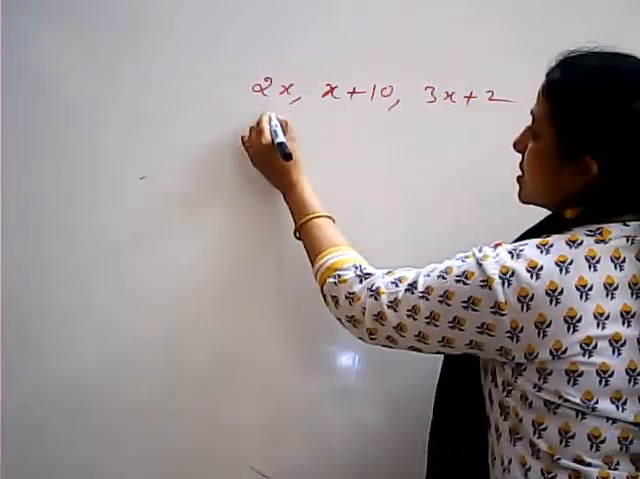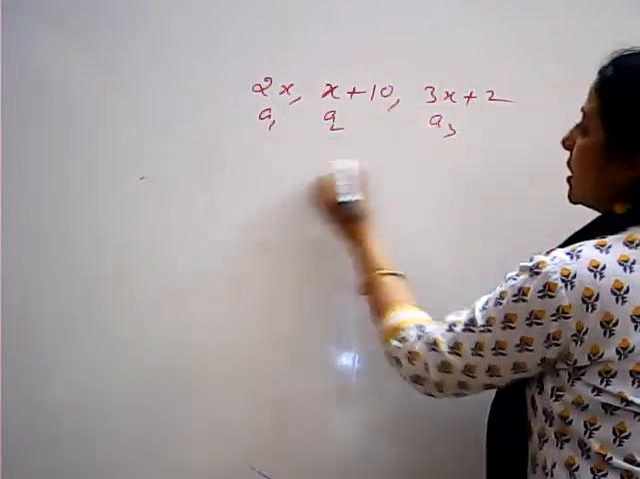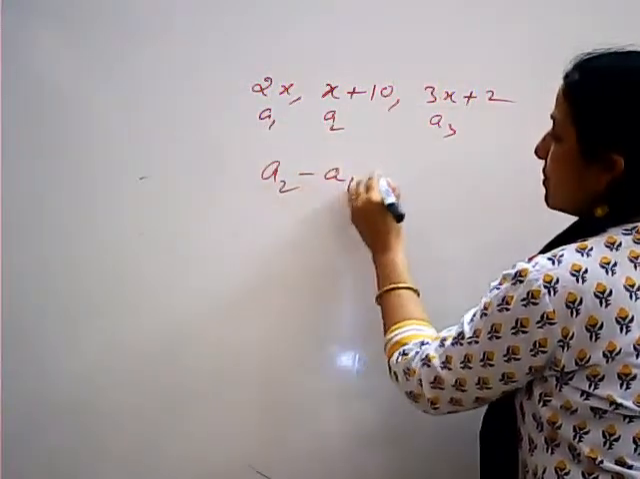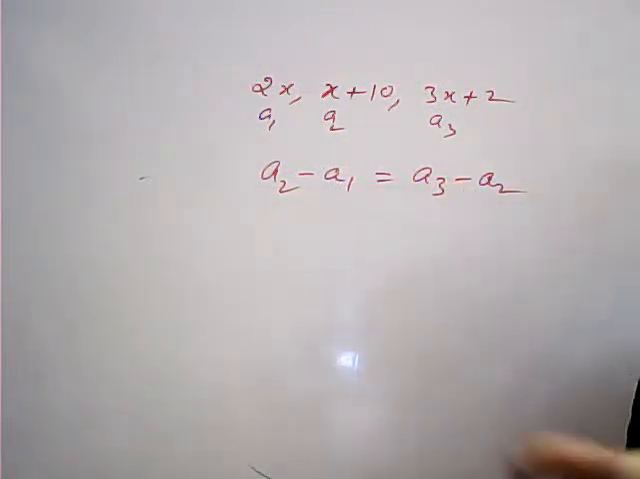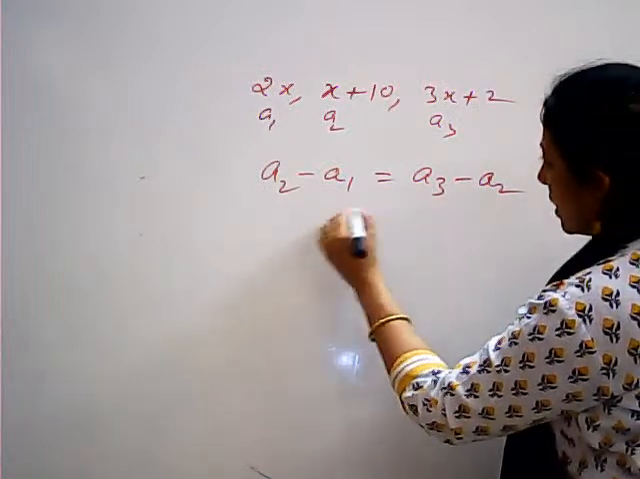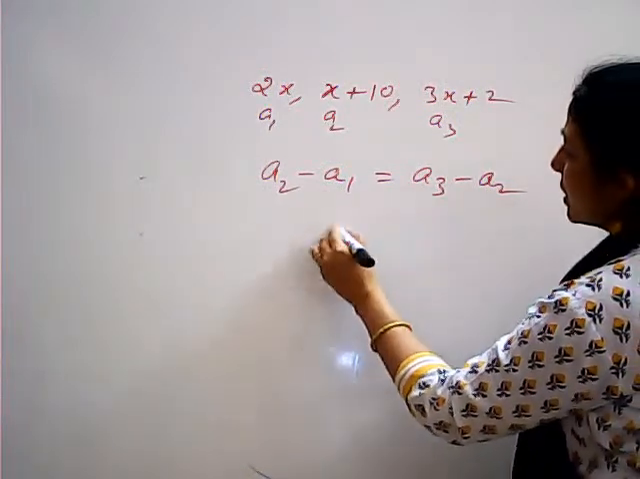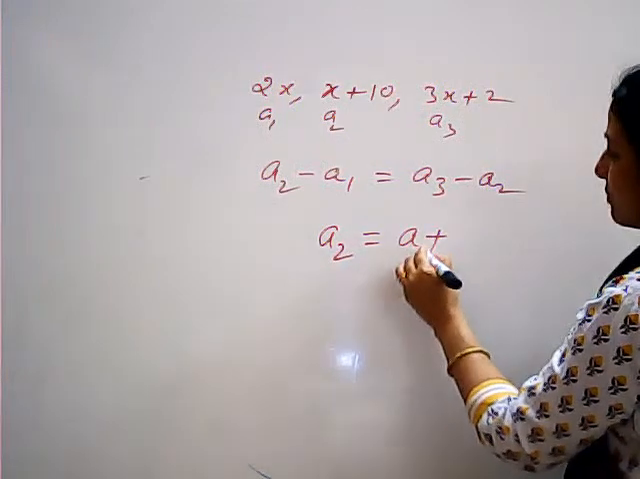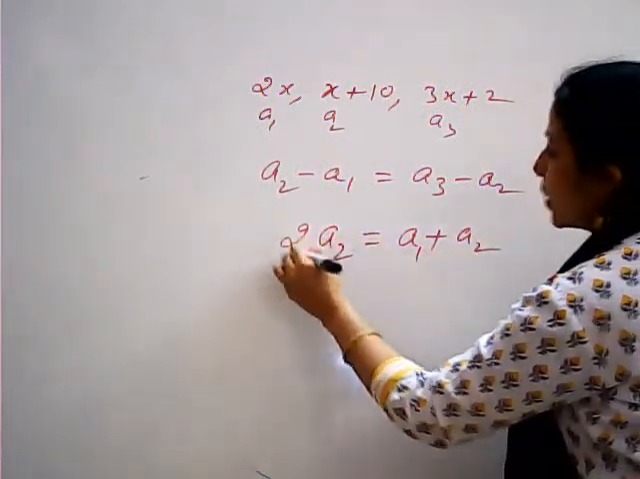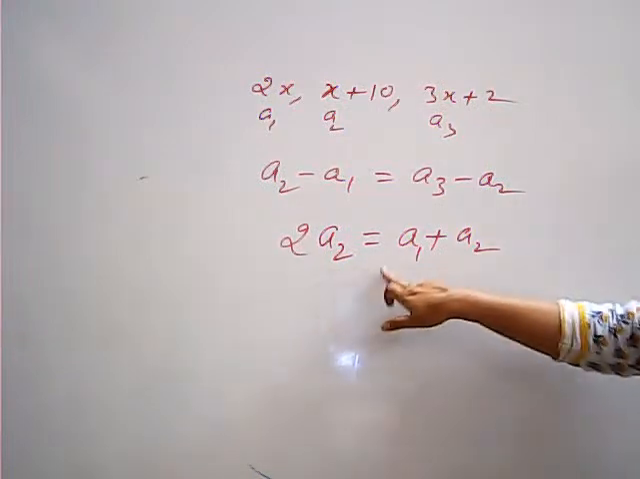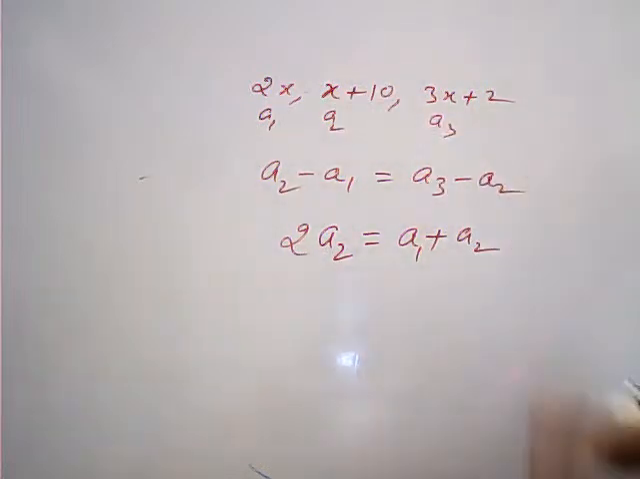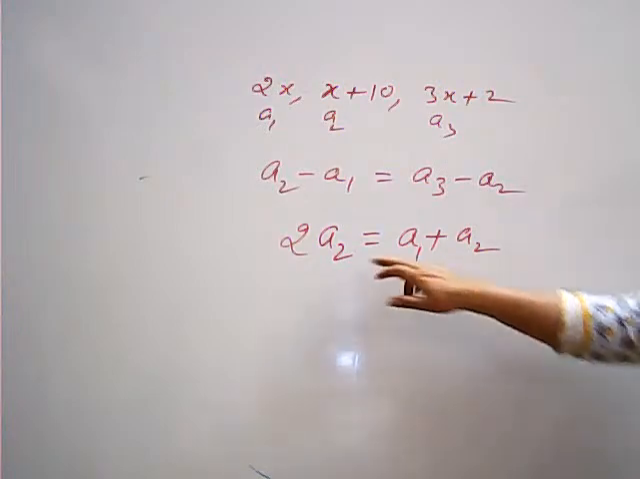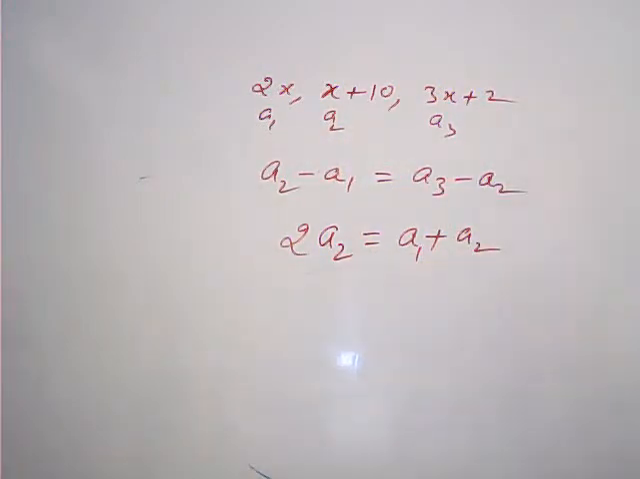So what is the difference? If this is A1, this is A2, this is A3, you can write A2 minus A1 is equal to A3 minus A2 because the difference is same. So from here you will get 2A2 is equal to A1 plus A3. Or you can write that the middlemost term is the average of the extreme terms. In this way, you will put the values here and you will get the answer.